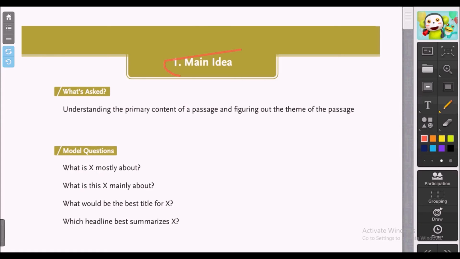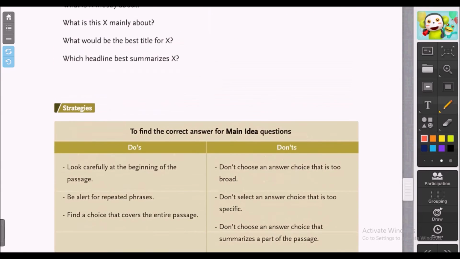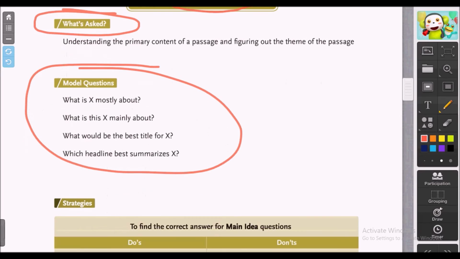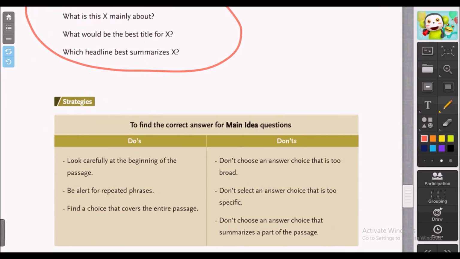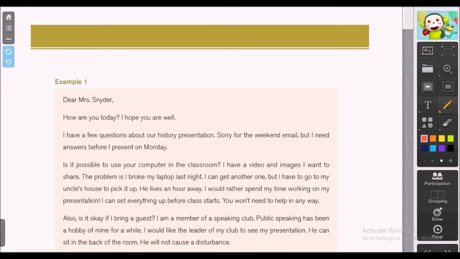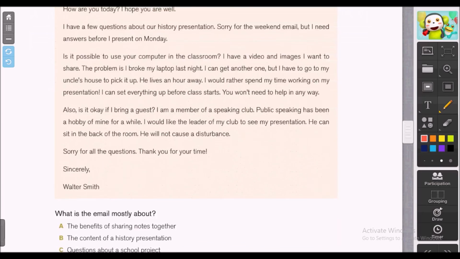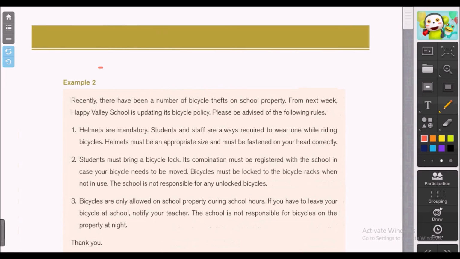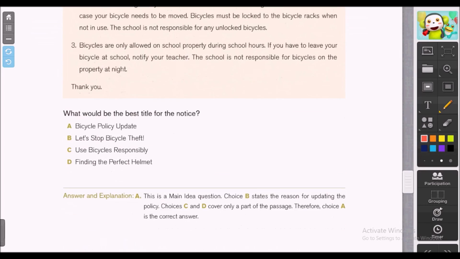I can see that this is main idea here. This will be our first 20 minutes of class. I will go through what's asked, some model questions, elicit these and provide examples for my students, and then look at some strategies, do's and don'ts for answering the practice questions. Moving on to the second page, I have one example which I can read through and do with my students. The answer and explanation is down the bottom of the page, so you can explain that with your students. I would have a second example to go through with the students in the class. Again, answer and explanation down the bottom.